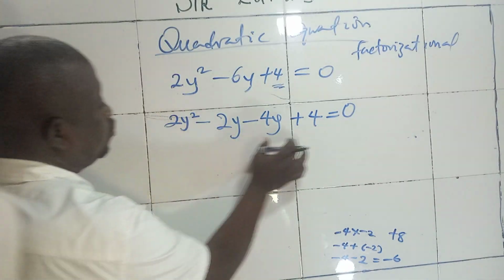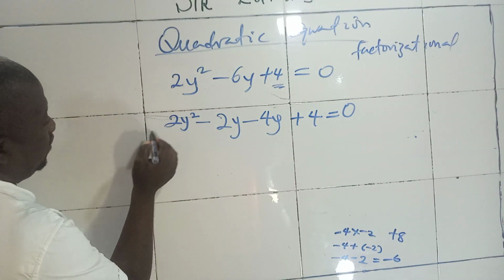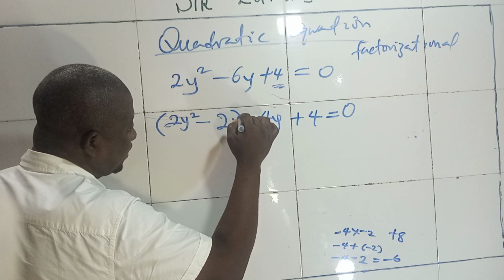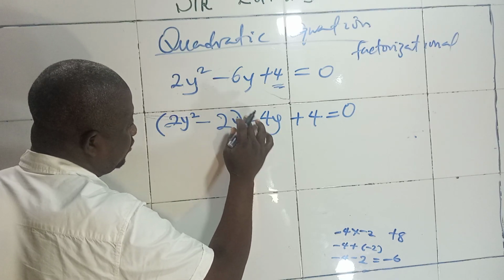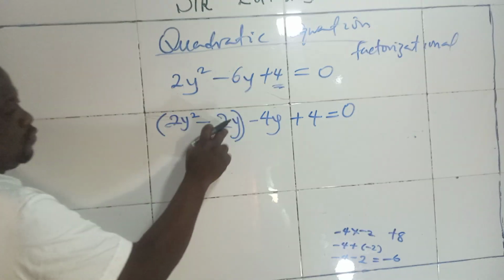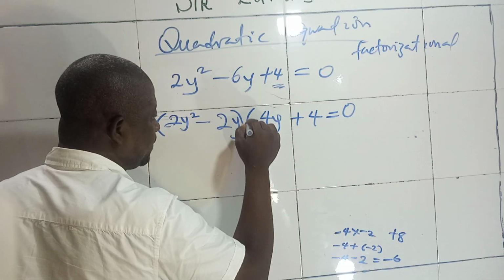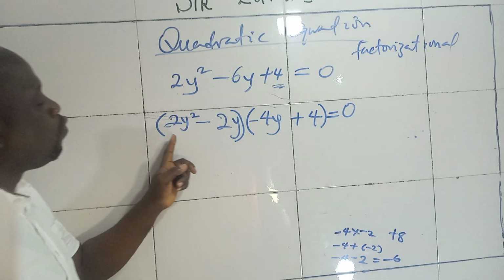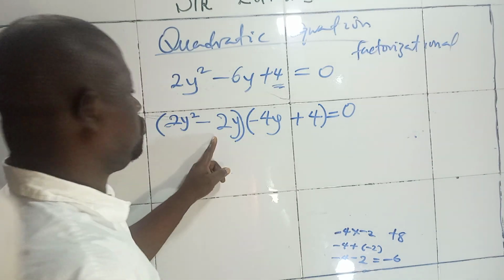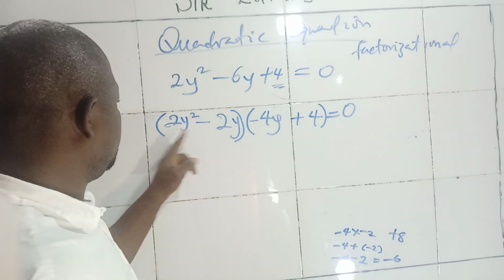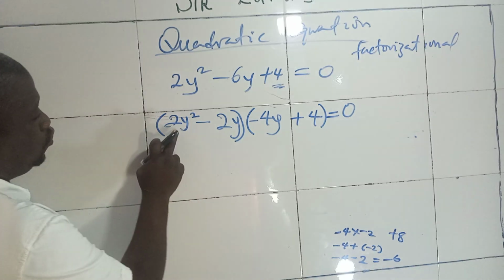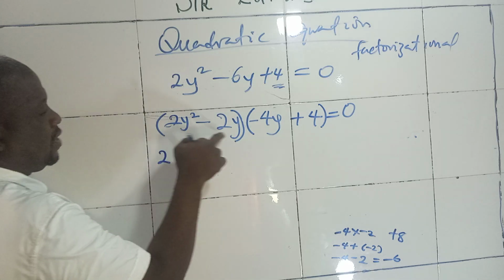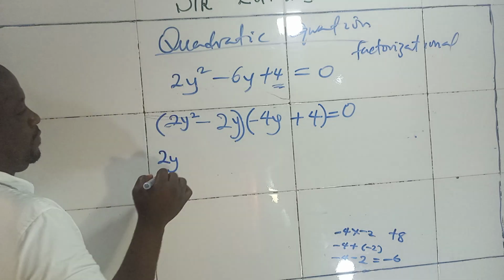Factorize means to divide into equal halves. How do I divide this? You put a bracket here, 1, 2. You put another bracket here, because this minus sign is for this one, not for this one. So you put another bracket here. Now you factorize. Factorize means: which number do you think can go into these 2? 2 can go, you put it outside. What can go again? y can go. So that is 2y outside the bracket.